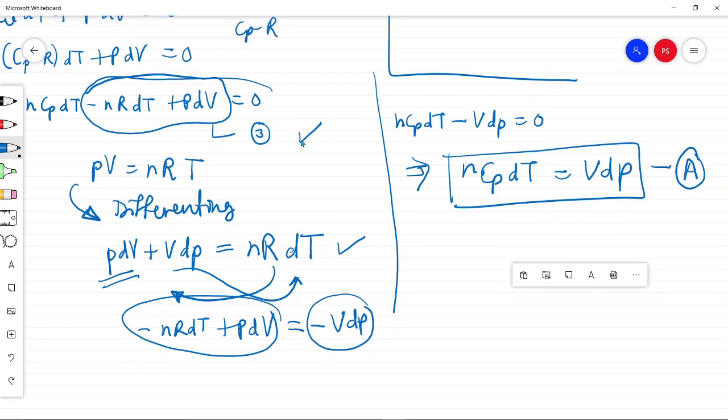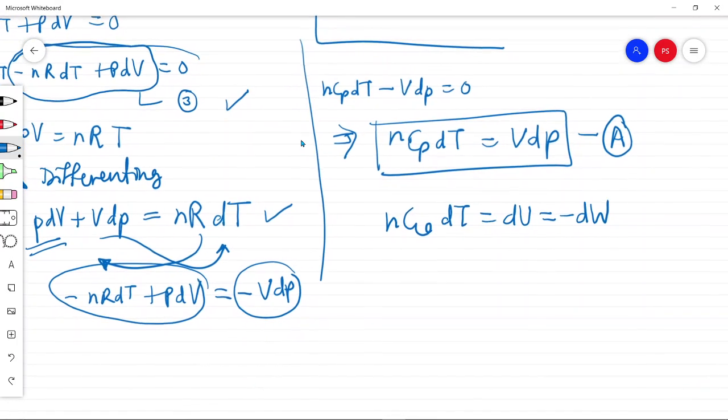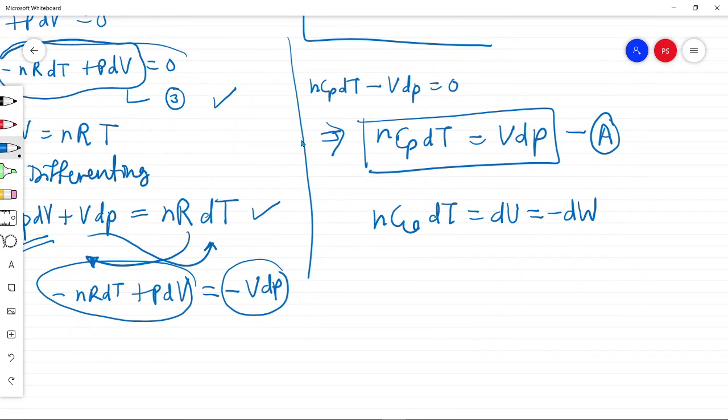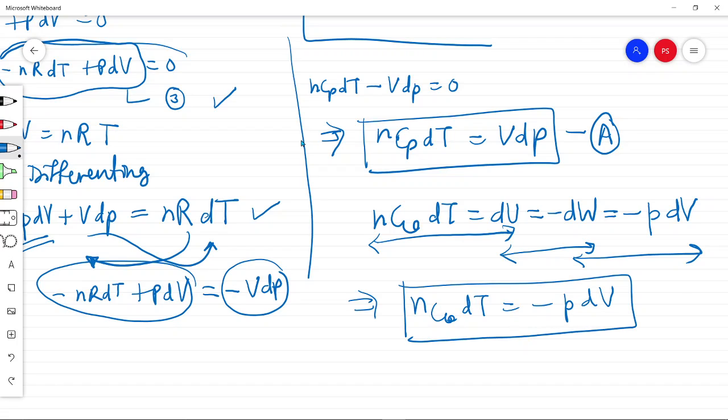And we have already seen that nCv dT, which is dU, is minus dW for this particular process, since dq is 0, which is also equal to minus PdV. This is by definition of dU. This is valid for an adiabatic process and this is again by definition. So we get nCv dT is equal to minus PdV. Now this is our second important equation, equation B.